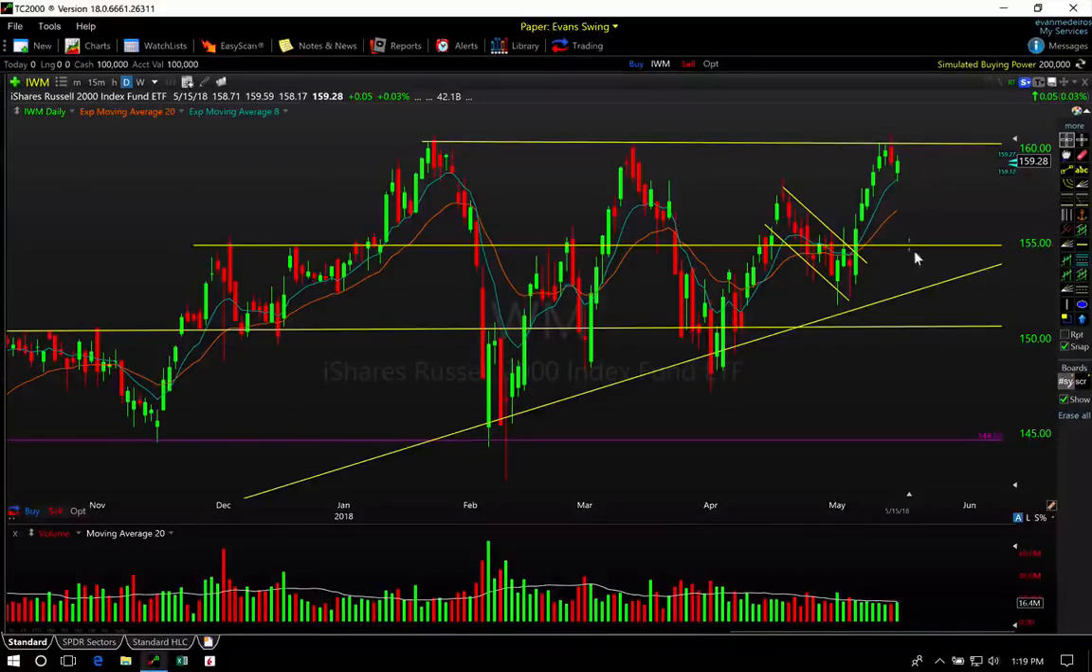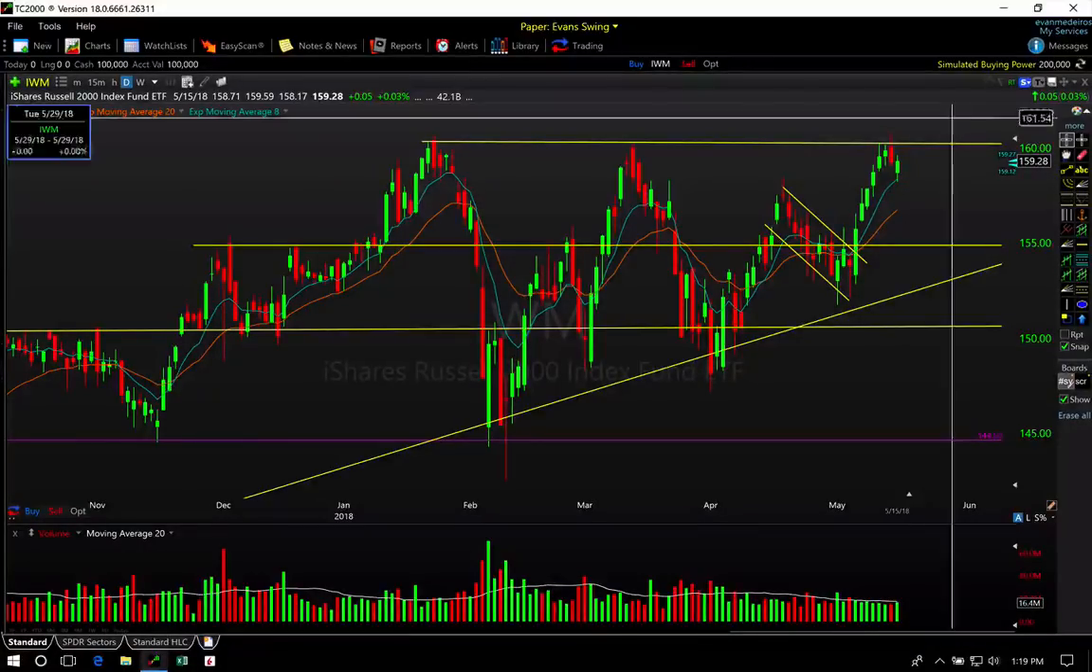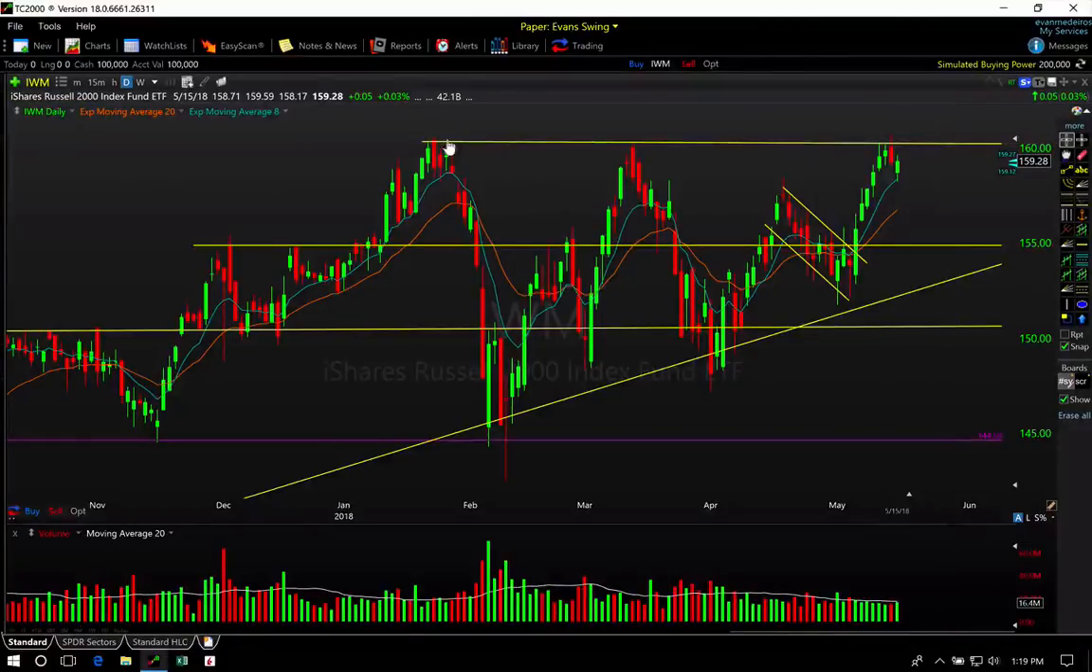Nice rising 8 and 20 period moving averages here. Clear resistance now at 160. That's kind of a third time where we failed, just yesterday, to take out these highs and close above these highs. So this is going to be our upside level to pay attention to, especially on a weekly basis.